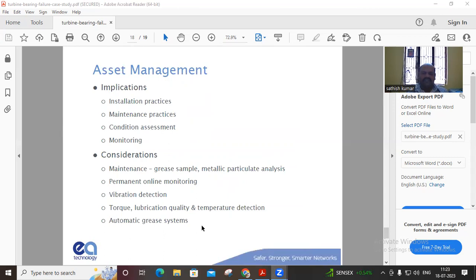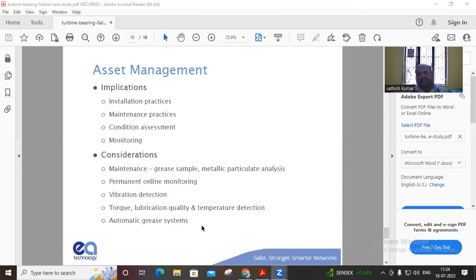So the considerations are maintenance, grease sample, metallic particulate analysis, permanent online monitoring is required, and vibration detection, torque, lubrication quality, and temperature detection, automatic greasing systems. These are all the considerations that have to be made to avoid such failure. So I hope we will quickly summarize all these things.